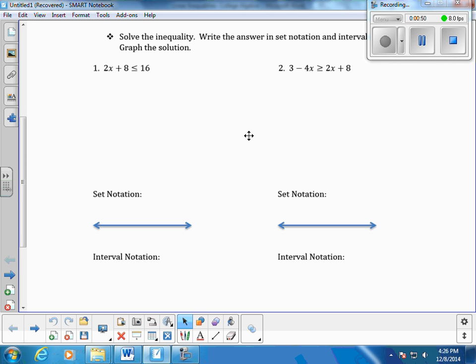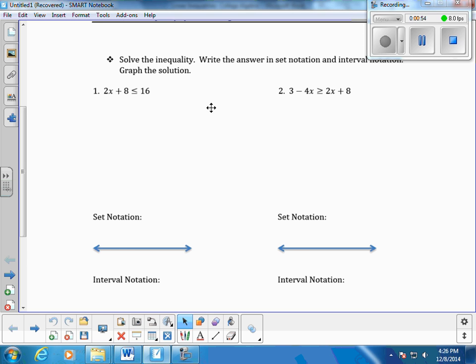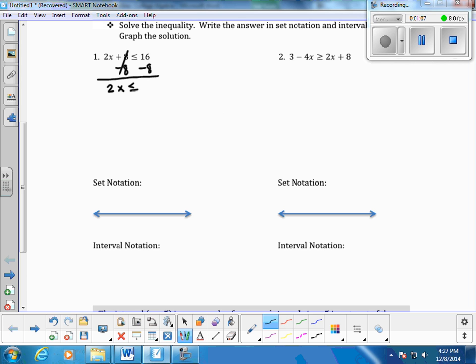Solve the inequality, write the answer in set notation and interval notation. We also want to see the graph of it. So the first thing we want to do is solve this for x. Want to get x by itself, so we subtract 8. Then divide both sides by 2, and we get x is less than or equal to 4. Now recall previously, if it has this equal to bar, that means it's going to be a bracket.